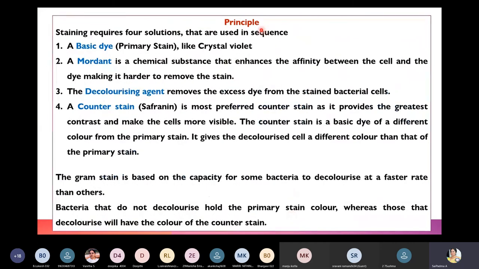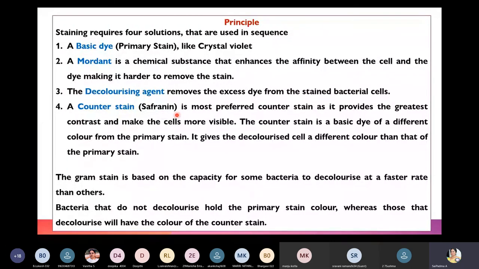Now, the principle of the Gram staining experiment. The staining process requires four solutions that are used in a sequence. The first one is a basic dye, that is a primary stain like crystal violet. The second one is a mordant, which is a chemical substance that enhances the affinity between the cell and the dye, making it harder to remove the stain. The third chemical is a decolorizing agent, which can be 95% ethanol or acetone, which removes the excess dye from the stained bacterial cells. The fourth stain is a counter stain, which is called safranin.